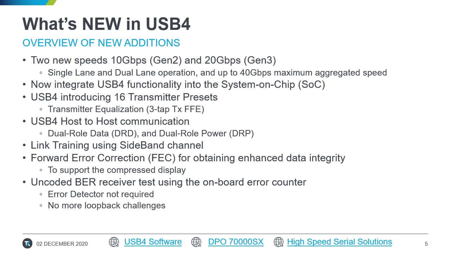One of the big differences in USB4 receiver testing and the link initialization, or lane initialization, is that it now uses the sideband channels to do the communication. The USB4 receiver testing is different compared to the traditional USB 3.2 receiver testing. Now USB4 receiver testing uses the onboard error counter to count the BER. So now we need a USB4 controller to perform both transmitter and receiver testing.